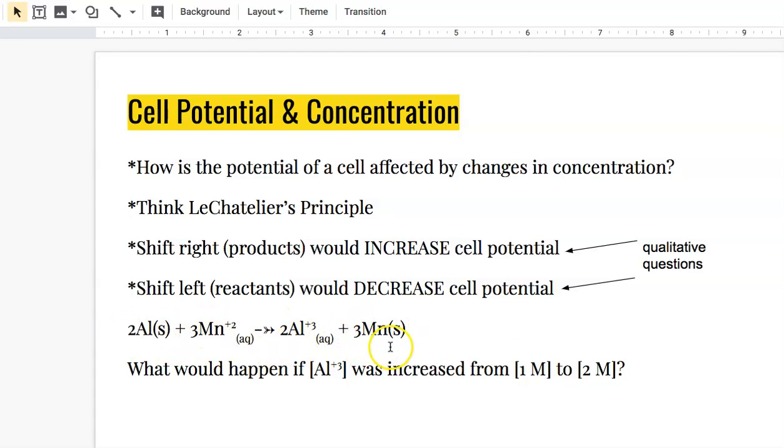So in this reaction, if Al plus 3 concentration is changed from 1 molar to 2 molar, what happens to the cell potential? Go ahead and pause the video to think about it and answer it. Okay, since we're increasing the concentration of a product, we're going to shift left to the reactants, which would decrease the cell potential in this scenario.